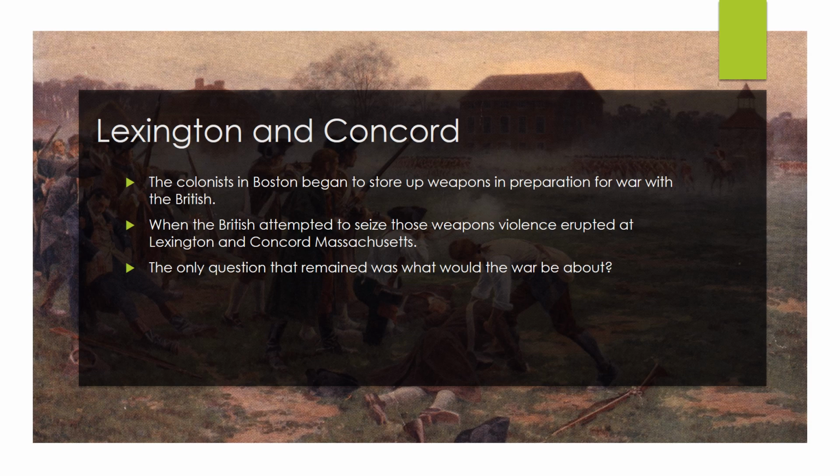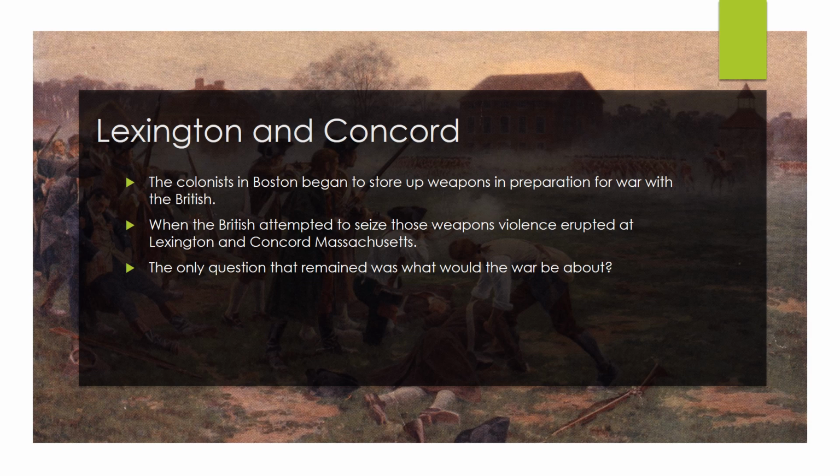When they get to Concord, they find the warehouses empty. They burn the buildings, and on their way back to Boston, you have militiamen, colonists who are lining the woods and just start picking the British off right and left using guerrilla warfare. The British viewed this guerrilla fighting as uncivilized, and it was the start of the war.